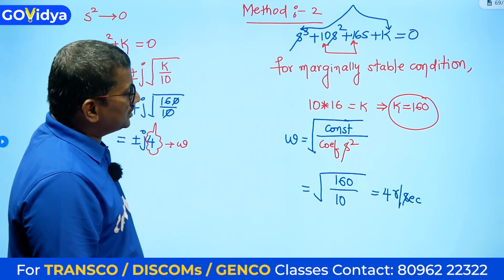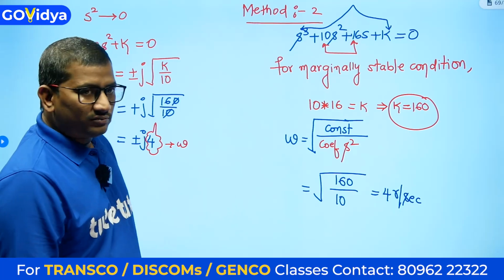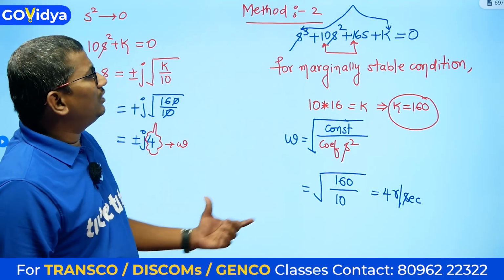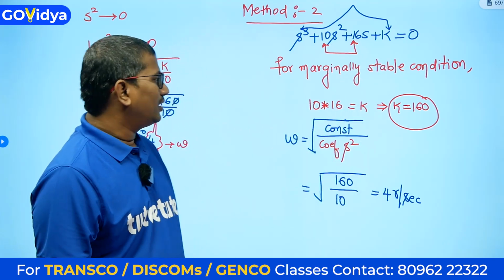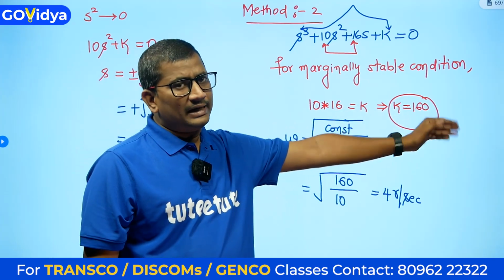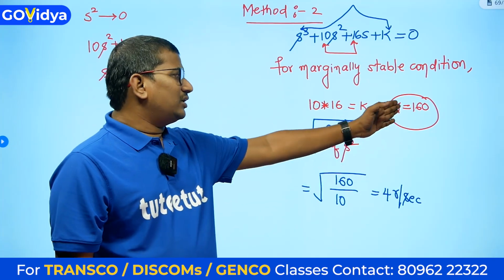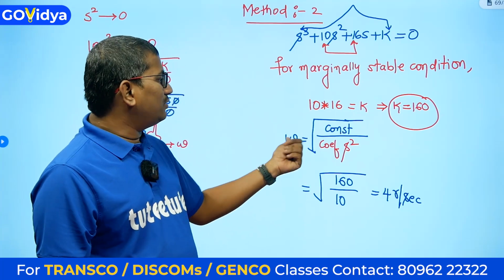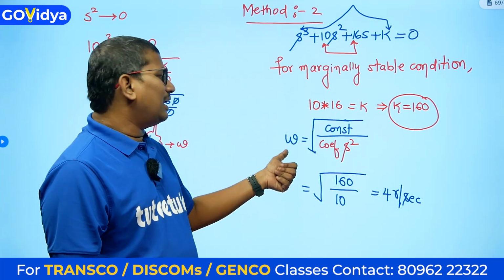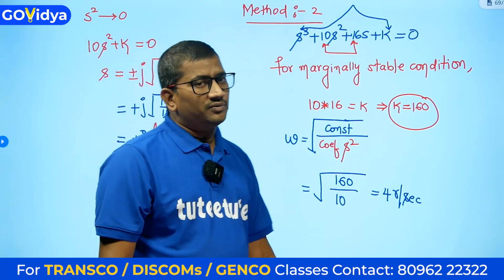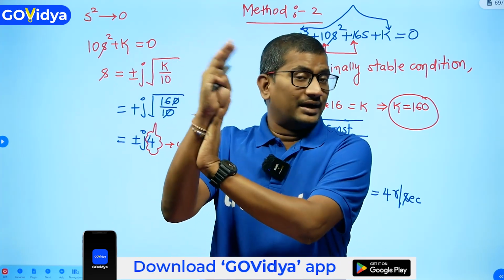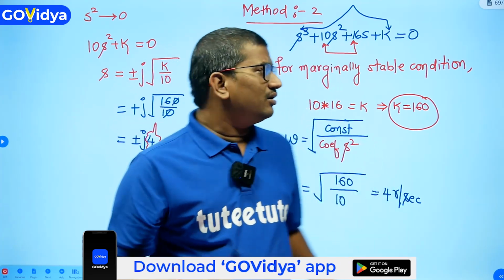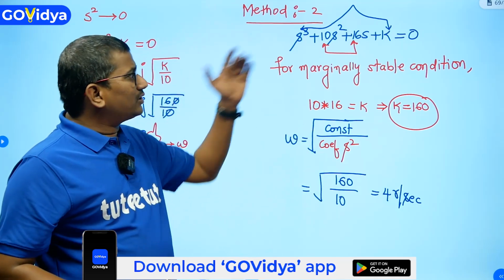So this is how we are going to solve. Is that clear? The only thing is, for the marginally stable condition, the inner product must be equal to the outer product. From that we get the constant gain k. By using that constant gain k and this relation, we can calculate the frequency of oscillations. This is the method we use if it is more than second order, and directly we can write it for third order.